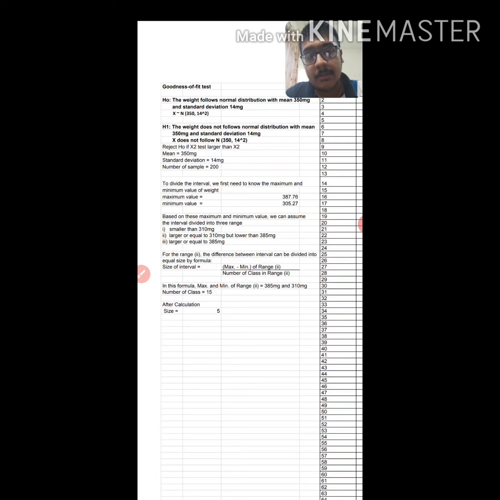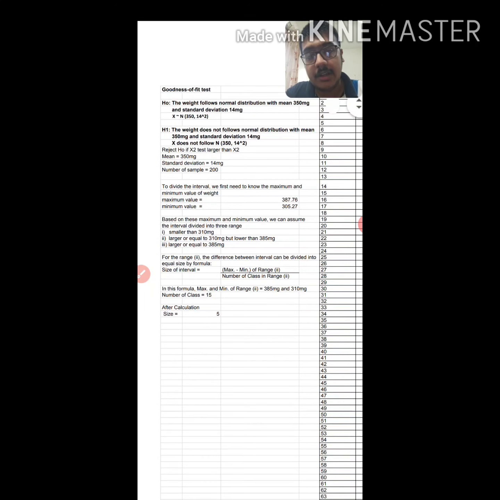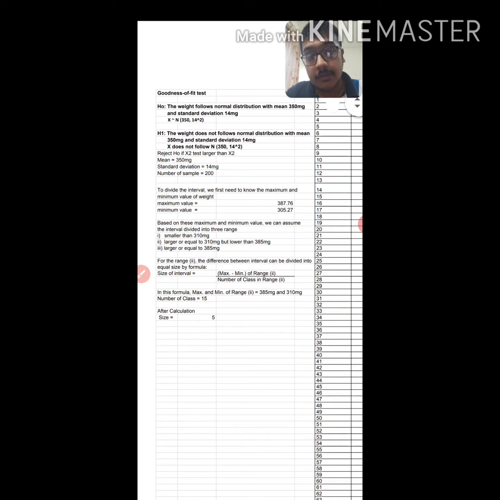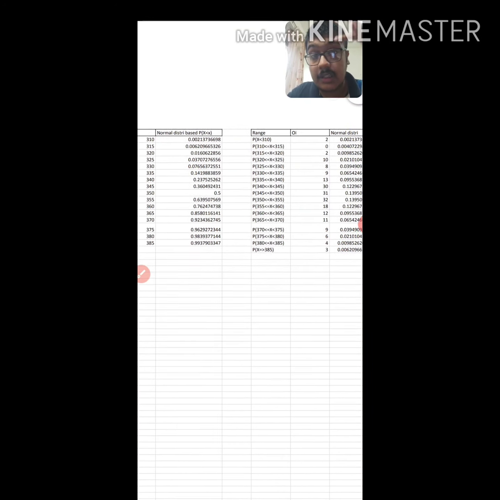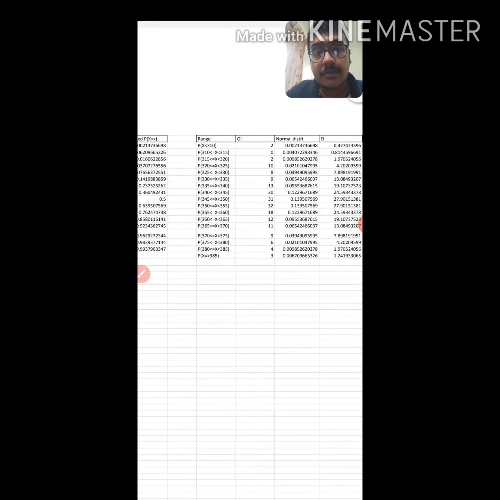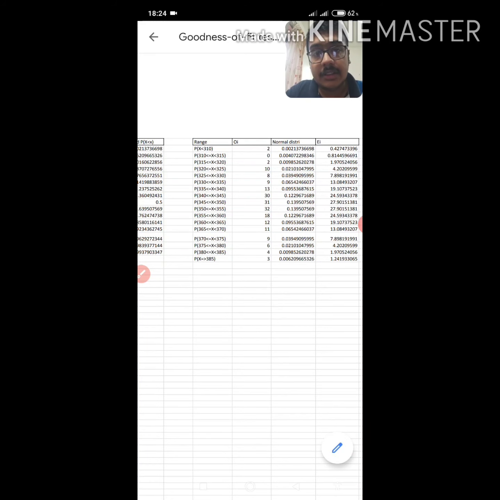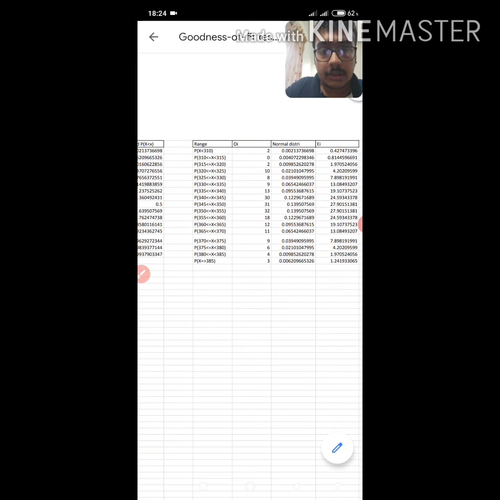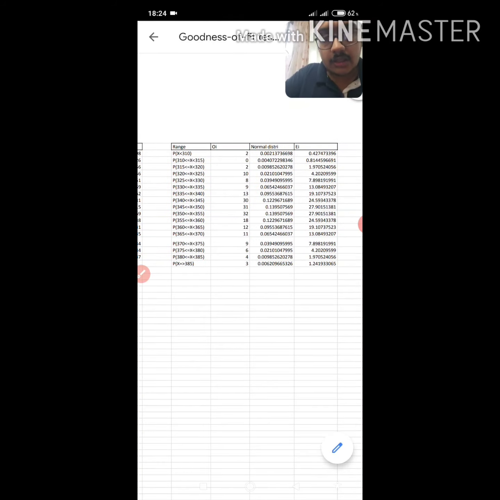The maximum and minimum of the range turn out to be 385 and 310 mg, and the number of classes is 15. Thus after calculation we get the size to be 5. After plotting this we get the values following over here. The ranges come out like 310 to 315, 315 to 320, and so on until 385. Thus we get the following observed frequencies over here: 2, 0, 2, and it goes on until 3.